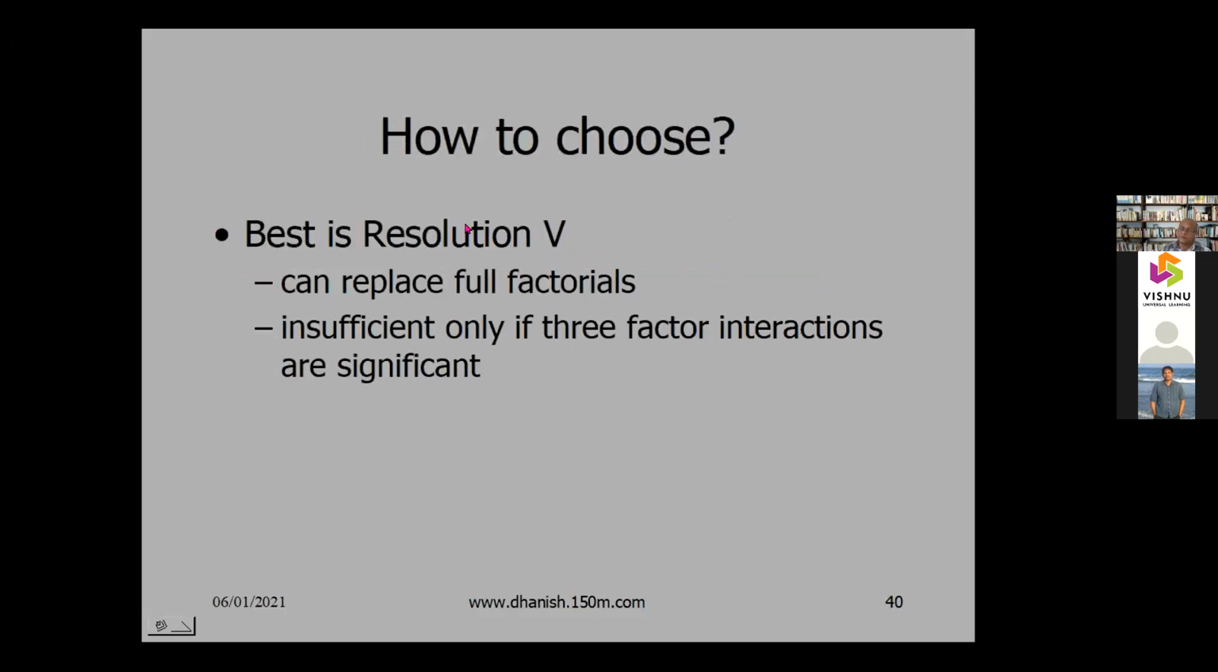So best for practical purposes, interactions are significant, and two-factor interactions are usually significant. So suppose there are two two-factor interactions, 2 plus 2 will be 4. So resolution 5 means a two-factor interaction will not be aliased with any other two-factor interaction. It can be aliased only with three-factor interactions. So resolution 5 designs can replace full factorials. So it is always recommended to start with resolution 5 designs, if possible.